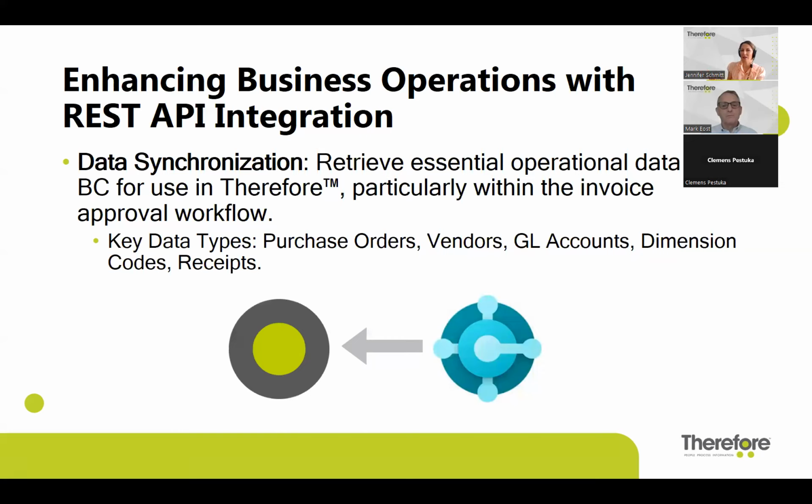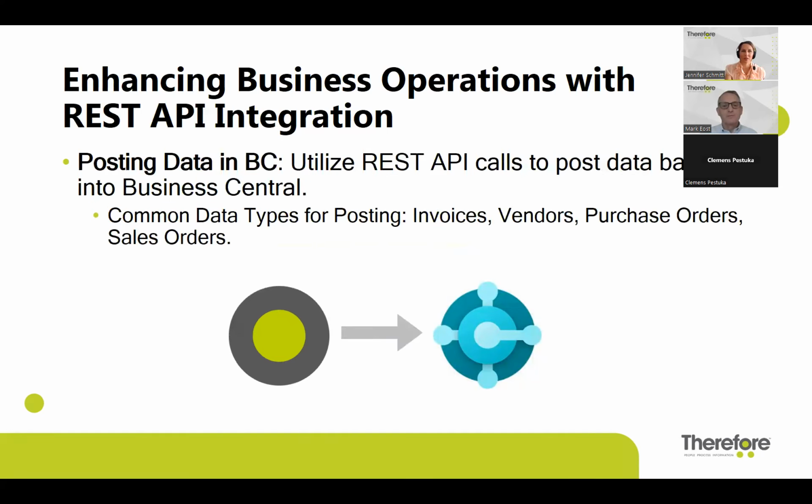So you can send the data, almost any type of data, such as purchase orders, vendors, general ledger accounts, dimension codes, and receipts to Therefore. Furthermore, you can go the other way. So you can post data from Therefore to Business Central, again using the REST API, such as invoices, vendors, purchase orders, sales orders, any information that's in Therefore. The individual index data that you have can then be sent to Business Central and put in the appropriate spot within the Business Central ERP system.